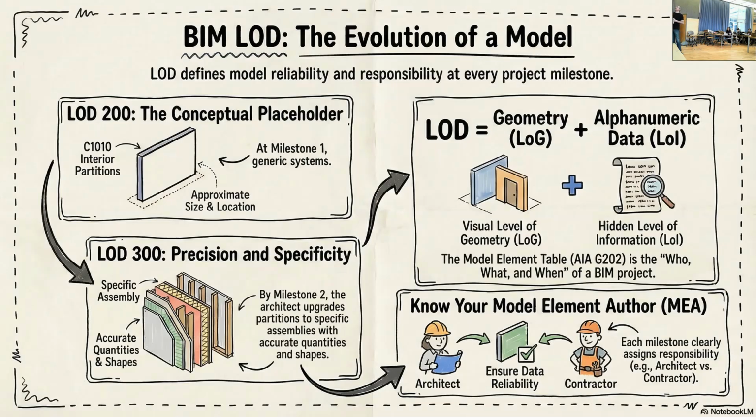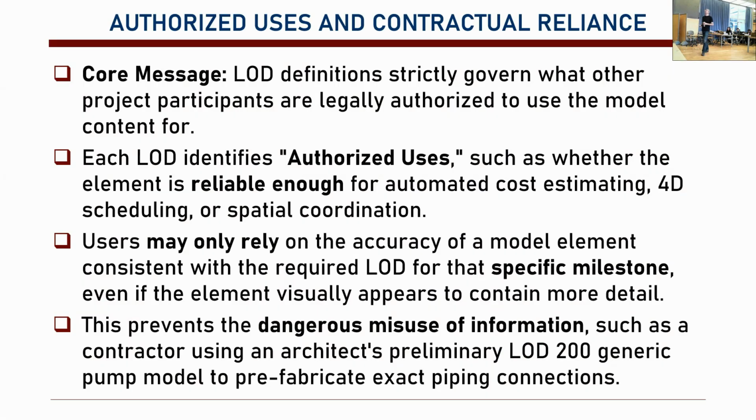Okay, basically LOD 200 is a conceptual placeholder at milestone 1. At milestone 2, architect upgrades the partitions for the specific assemblies. Basically, it updates with the geometry, LOD 300, and alphanumeric data like the types of material, their specifications, their, let's say, construction sequence, etc. Okay? So, model element author, basically contractor, knows that this milestone is provided by this person. Okay? So that is the model element author.